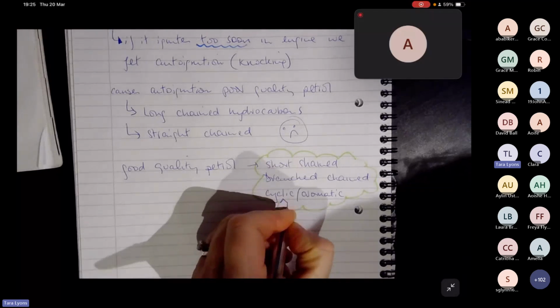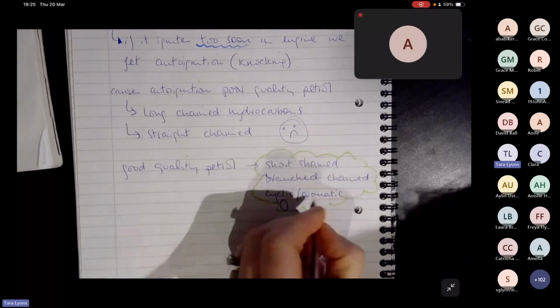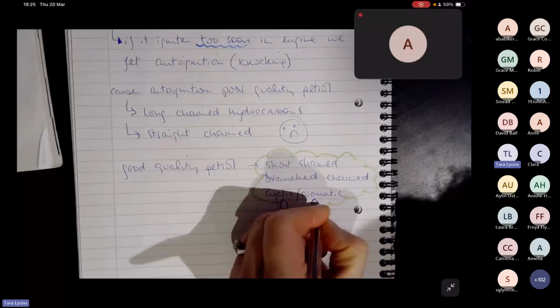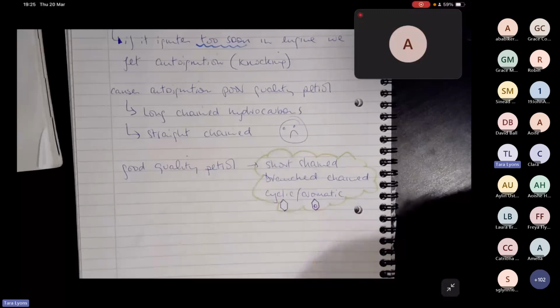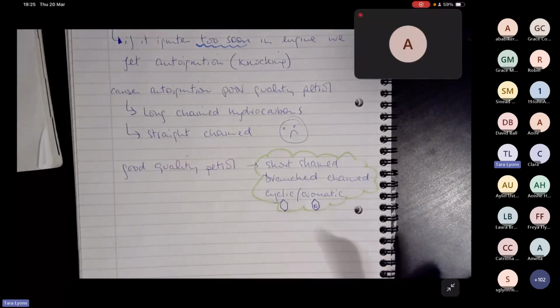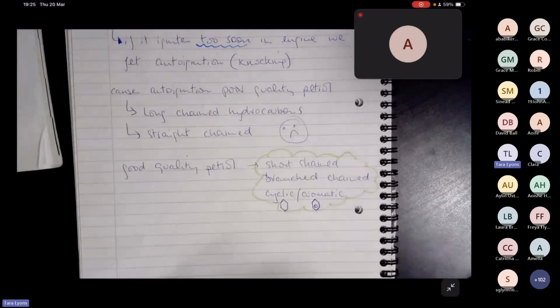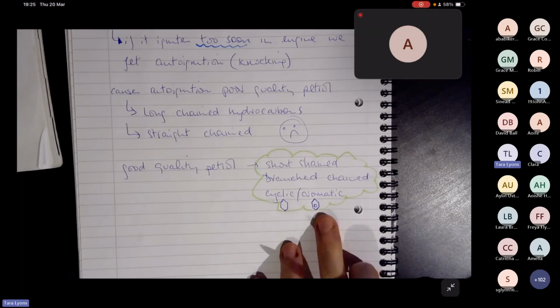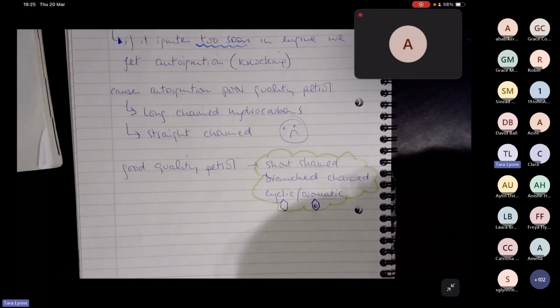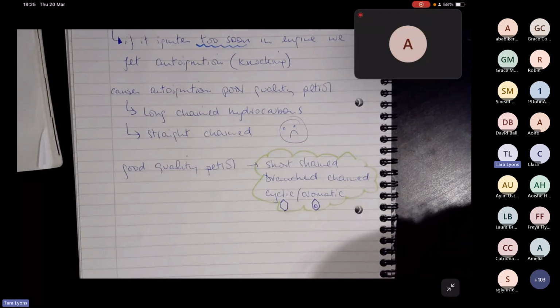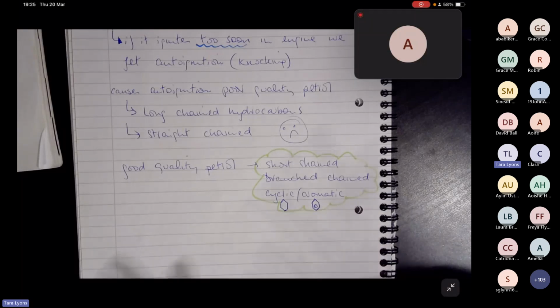Cyclic is something like cyclohexane, which is a hexagon. Aromatic is something that contains benzene, which is a hexagon with a circle in the center. So cyclic and aromatic do not mean the same thing, right? Cyclic means that the carbons are in a circle, but they're not necessarily containing a benzene ring. Aromatic means they have a benzene ring in their structure, right? So good quality petrol, short, branched, cyclic, and or aromatic. And if you have those in your fuel, that's going to be great.